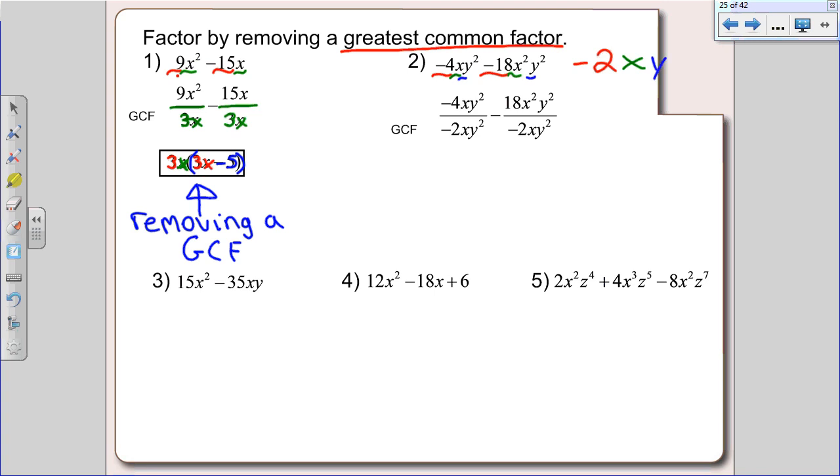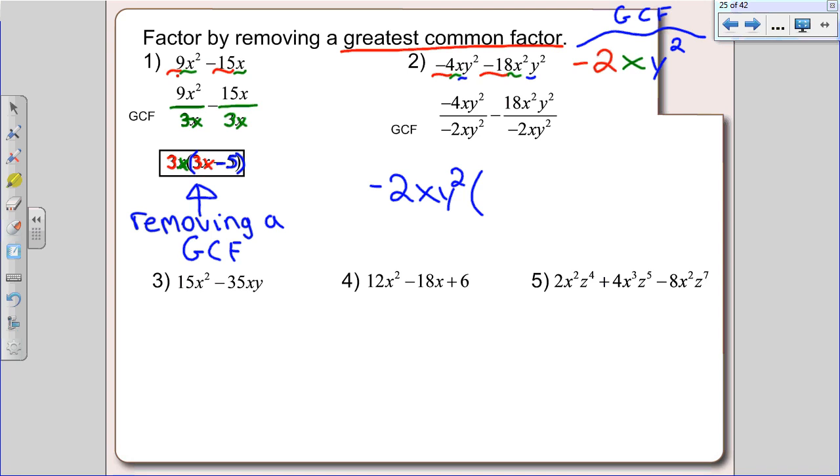This is my GCF. That's the first thing I'm writing in my answer. My GCF goes outside. Then you're left with bracket. And the inside of the brackets is what's left over after I divide out my GCF. So now we're actually going to do that division. That's what they've written down for you. So notice that they've taken each term and divided it by the GCF.